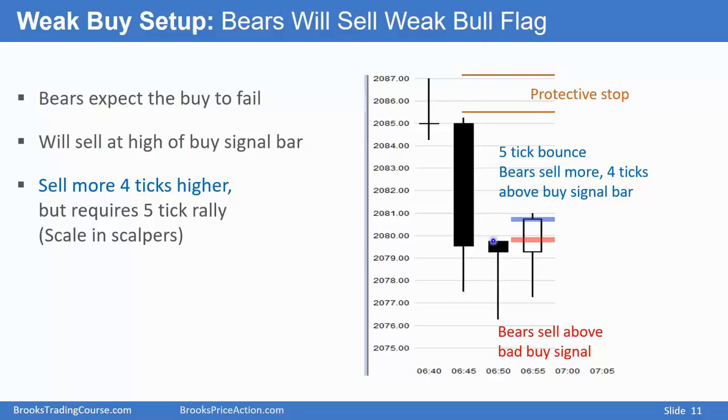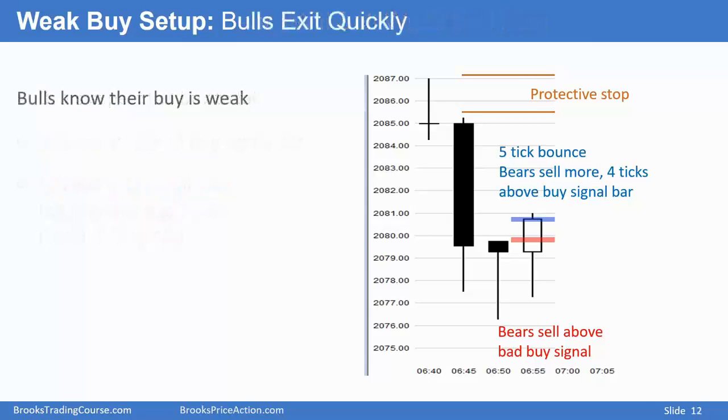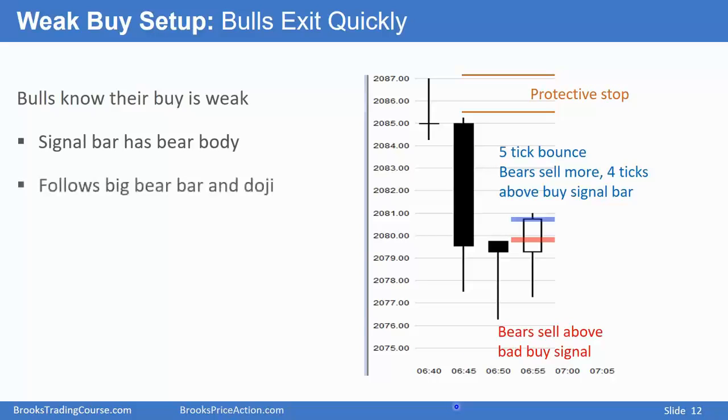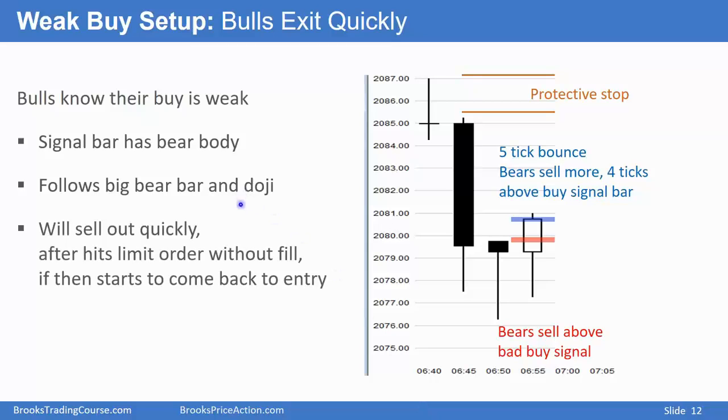So the bears sell this high, and they sell more 4 ticks higher. It has to bounce 5 ticks to get filled. The bulls know their buy setup is weak. A lot of the bulls are simply trying to scalp for 4 ticks. It has to go up 6 ticks to get filled. We have a buy signal bar with a bear body after a very big bear bar. It's not a strong buy setup. Plus it's following a big bear bar.